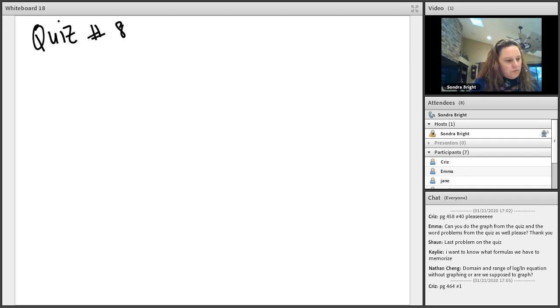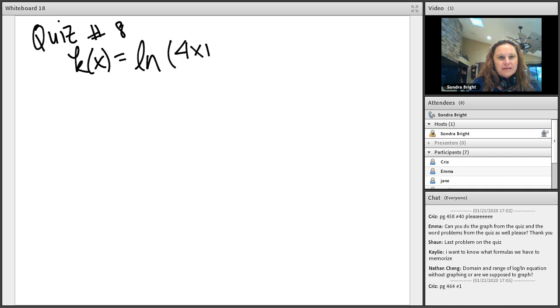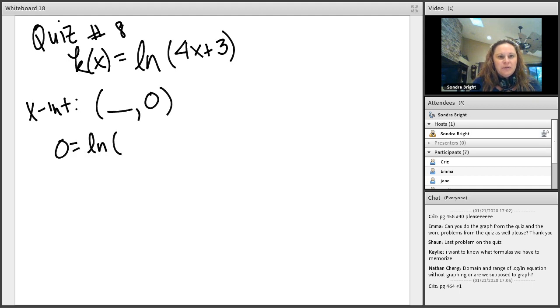Okay. Where they're asking you to graph k of x. K of x is the same thing as f of x, they're just using a different letter. Natural log of 4x plus 3. And so what I would do, we have you find those 3 things before it because those are important. The x-intercept you're going to find when y is 0. So you'll plug a 0 into y and get natural log of 4x plus 3.